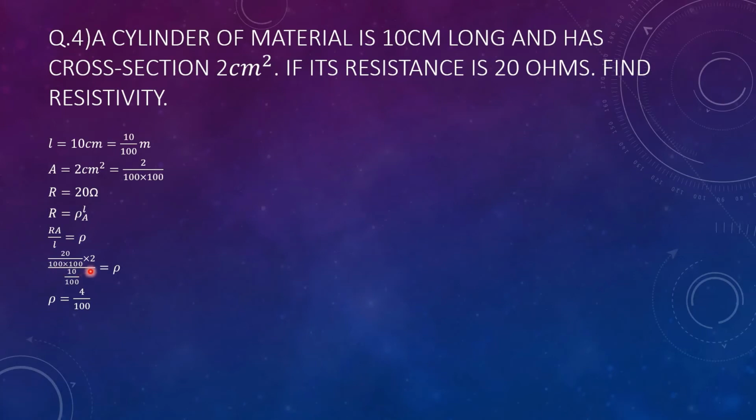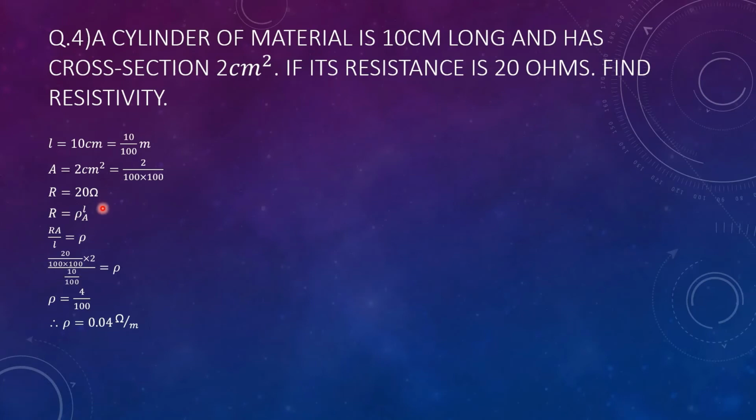Actually, area of cross section is 2 upon 100 into 100, and 10 upon 100, 100 will cut from here and finally remaining is 4 upon 100, and 4 upon 100 means 0.04 ohm per meter. Again, length in centimeter to meter, centimeter squared divided by 100 into 100 because power is 2, and R is given 20 ohms.